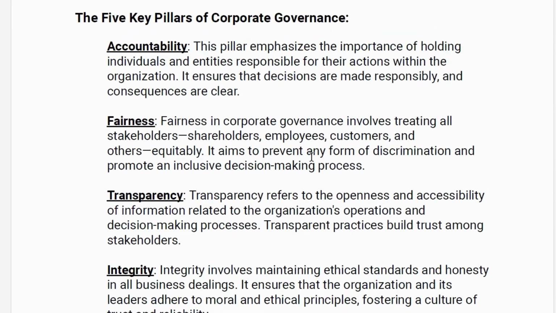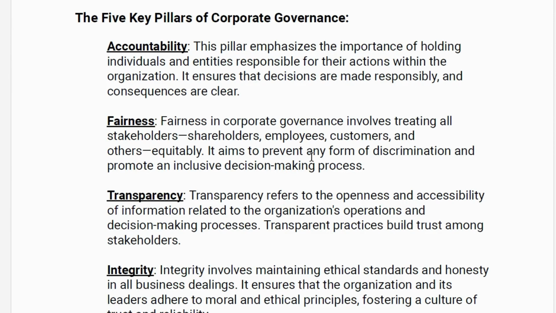Accountability emphasizes the importance of holding individuals accountable for the actions of the organization. They are responsible for whatever actions they take within the organization. It ensures that decisions are made responsibly and consequences are clear. Then the next pillar is fairness. It involves treating all the stakeholders, like shareholders, employees and customers, equally. It aims to prevent any form of discrimination and promote an inclusive decision making process.